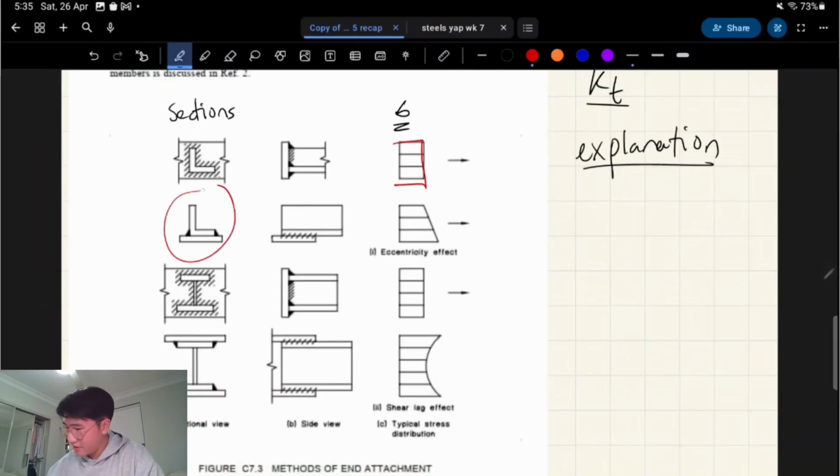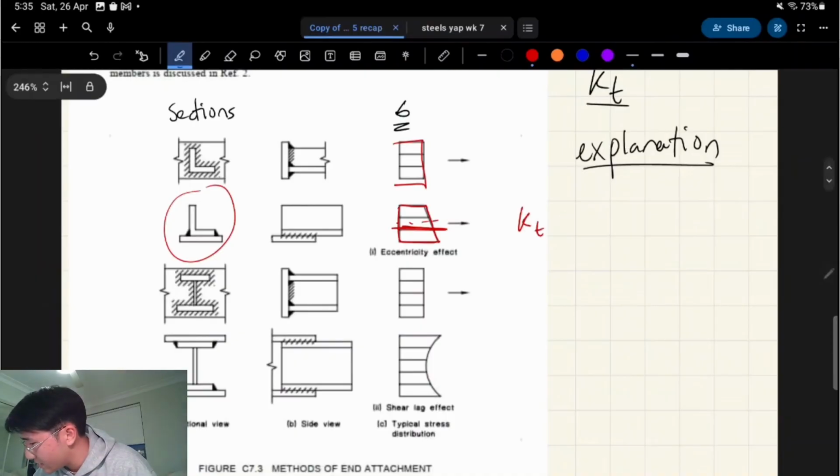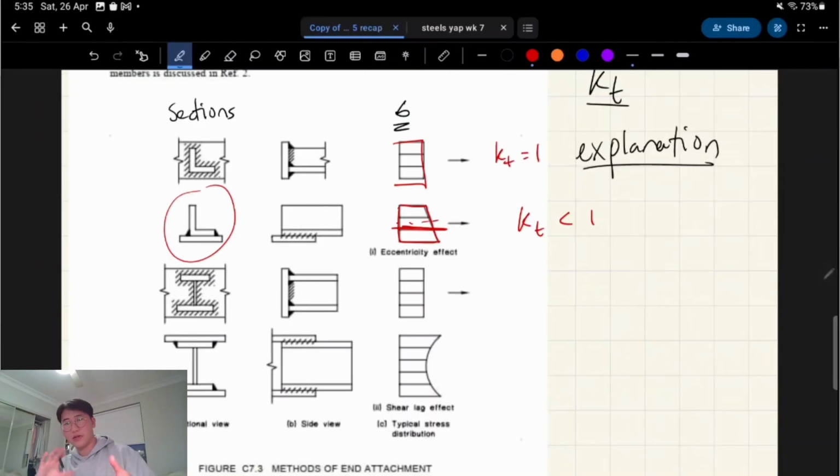Here we have a scenario where eccentricity is affecting it. So the force is being applied off center, right? This is the eccentricity effect. And that's when you get stuff like KT is less than 1. So before we had KT as 1. Now when you have eccentricity, it's like that.